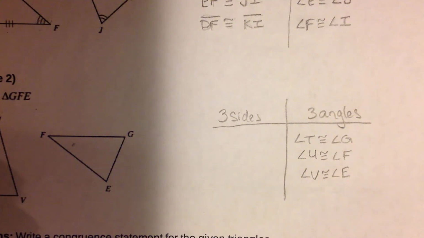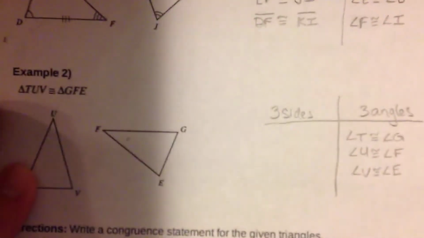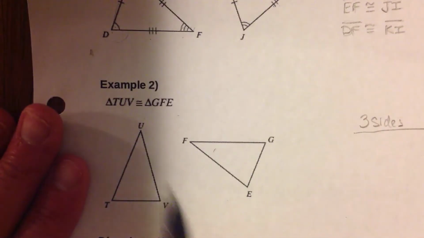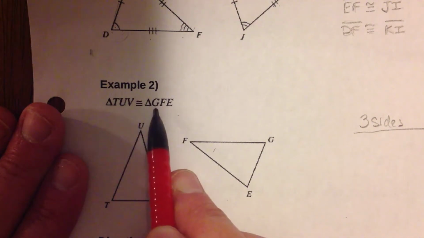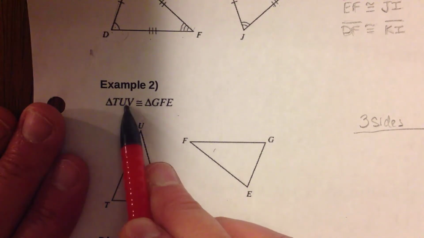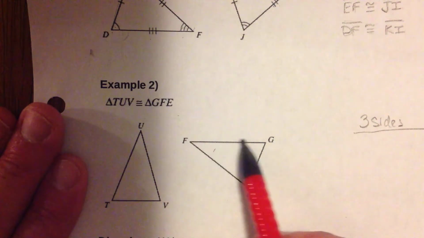Alright, now let's look at the sides. The sides are a little bit trickier. Again, with sides I need two letters because they're segments. So let's do this. I'm going to go again based on positions. Since I need two letters, I'm going to take the first and second position here and the first and second position here. So TU is actually a side right here. TU and GF is a side right here.